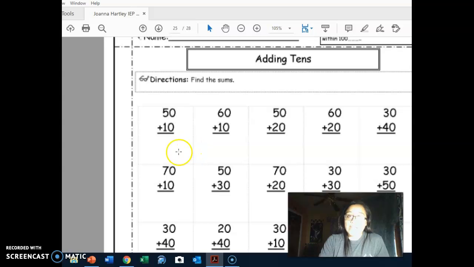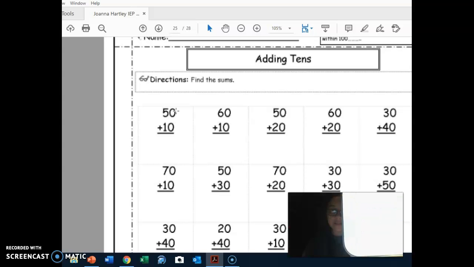So here, remember, where are you always going to add first? Are you going to add on the left side or on the right side? Which side should you always add first? Remember what I told you in school? So in school, you're always going to start from your right side. So here, let's do number 1 together. So we have 50 plus 10, correct?